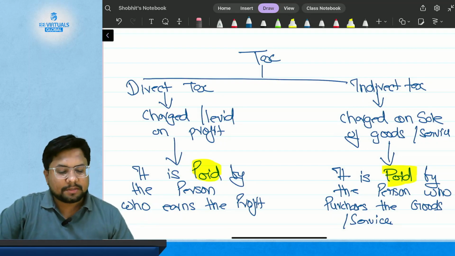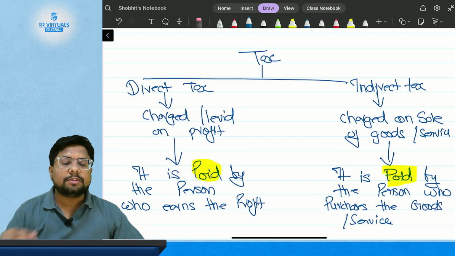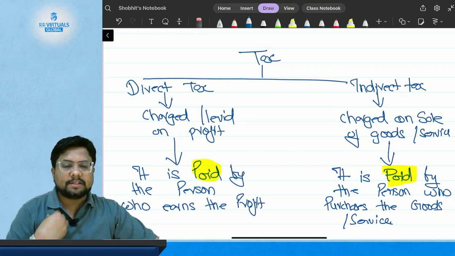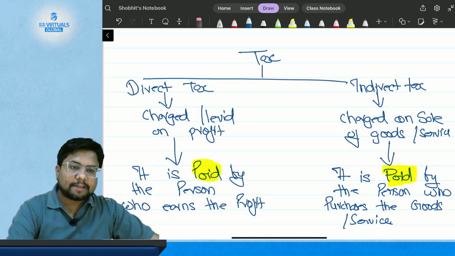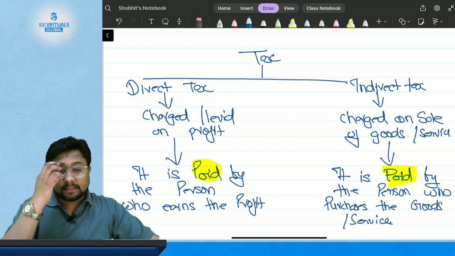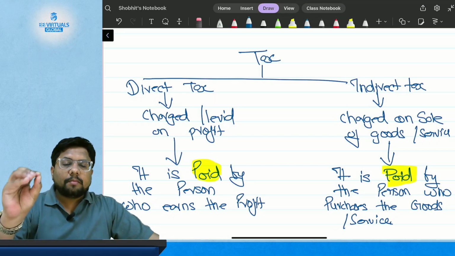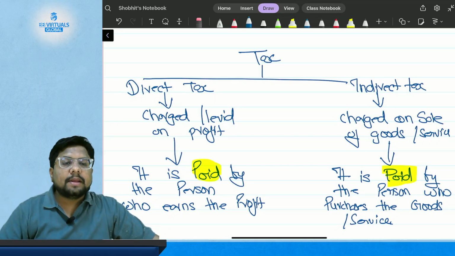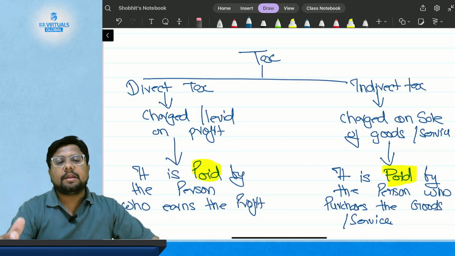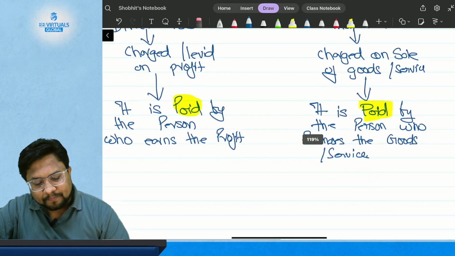It is called indirect tax because the person who is paying the tax is not the one who is selling the goods. Suppose I sell the goods to you, so I will take tax money from you and then pay it to government. Tax is levied on me, so it is my duty to deposit the indirect tax to the government. But who will pay for it? You will pay for it, hence it becomes indirect tax, because I am paying to the government but I am taking the money from you.